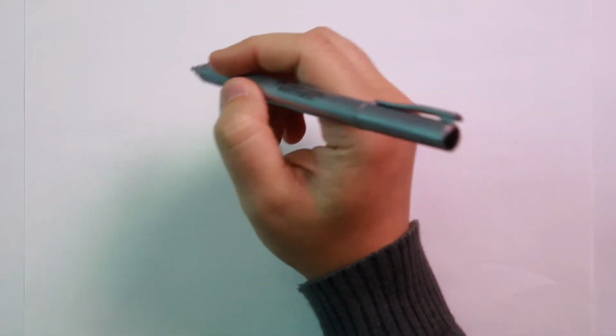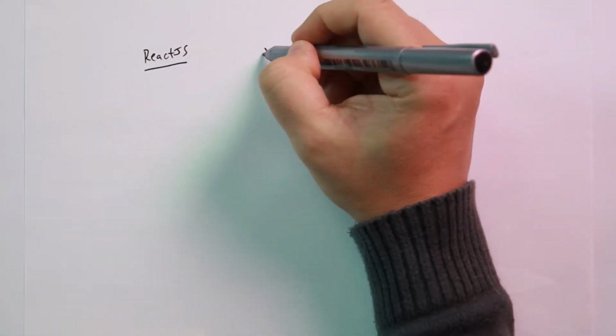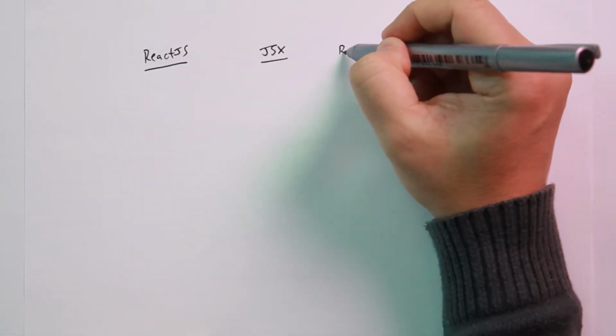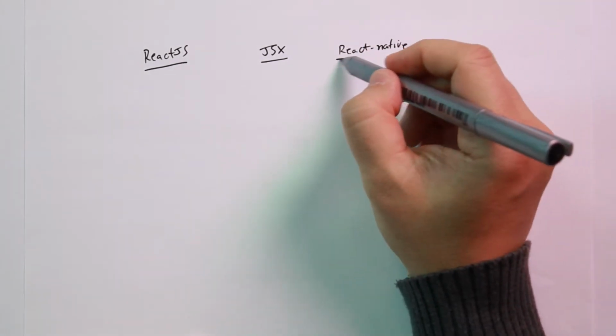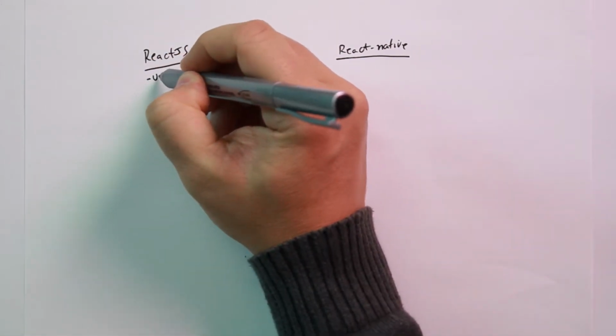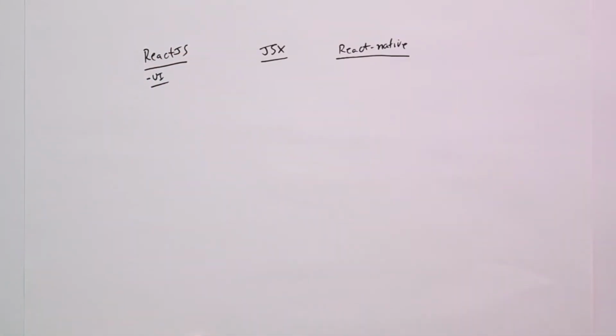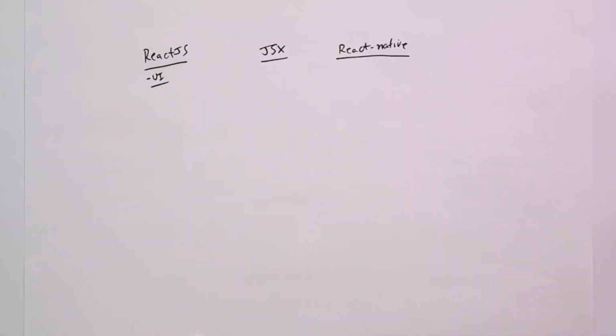So basically we are going to talk about ReactJS, JSX and React Native. And basically what is the difference between them? So first thing, what is ReactJS? ReactJS is the name of the library. It's a UI library, so user interface. It's component based, so we need to create a component to have something in React, so everything is component based.